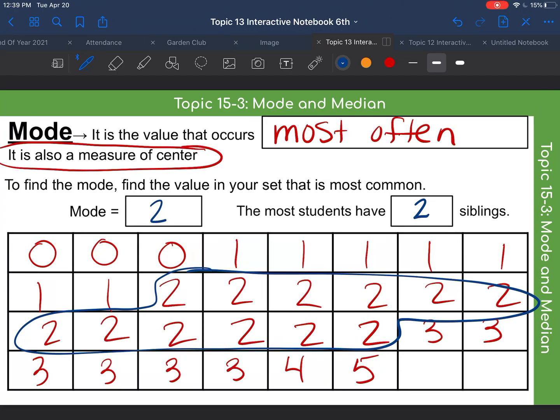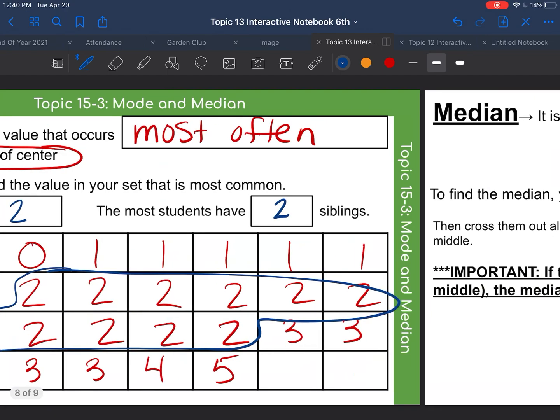Okay, so that's one part of today's lesson, finding the mode. What is the most common data value? Now, if you do not have a common data value, then you would just say, I don't have any data values that I have in common. You would just state that you don't have a mode.